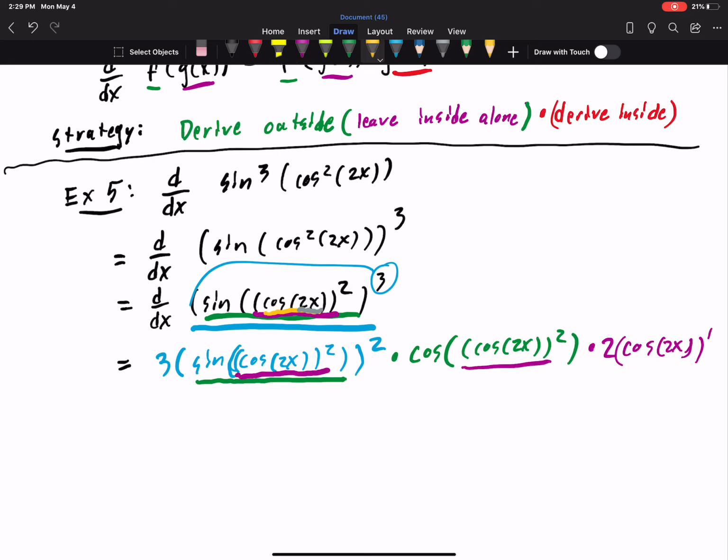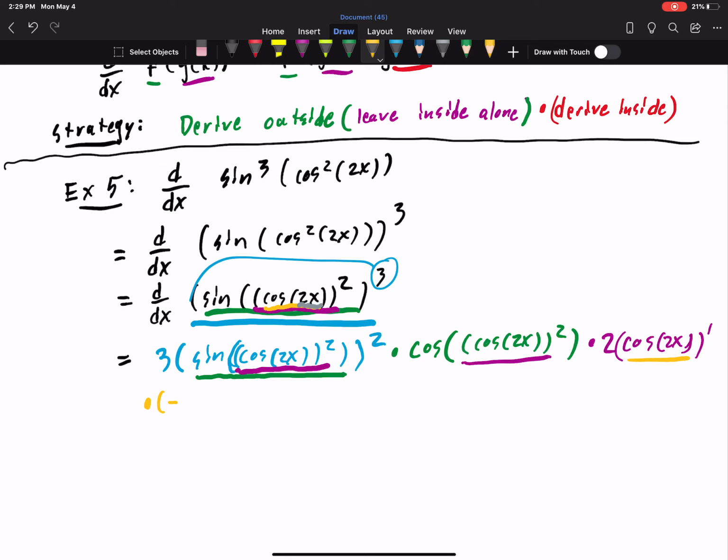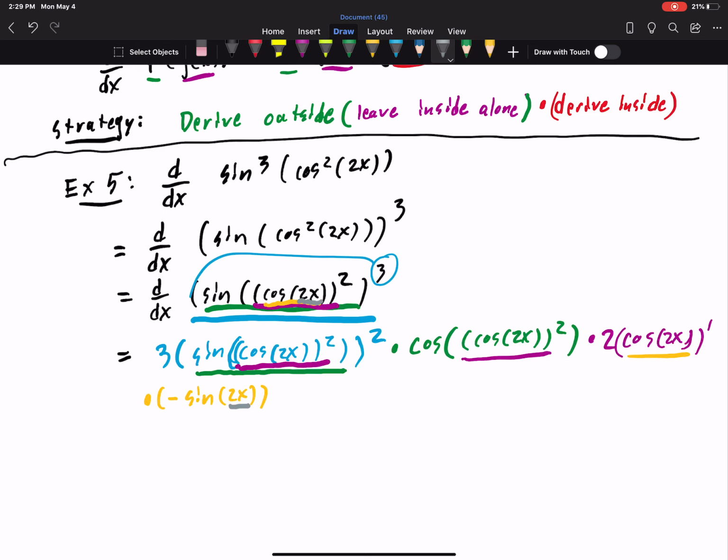Now we need to derive this cosine of 2x. The outside function of that is just the cosine. So we multiply by minus sine, because that's the derivative of cosine. Copy paste the 2x, and that's that. Then finally, we're going to derive the inside bit of this, namely this 2x. That's just 2. And then we're done, because there's no more inside functions. So that's that. 5 functions composed.